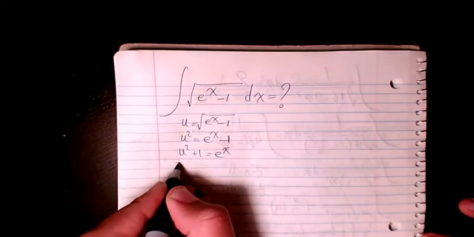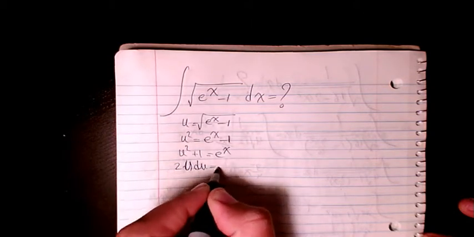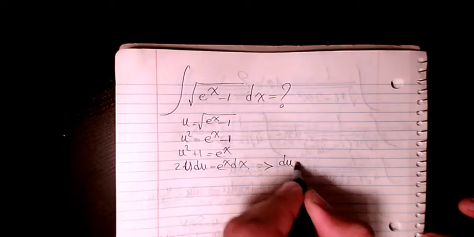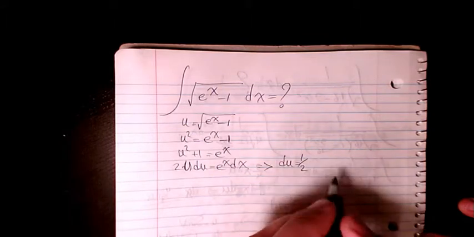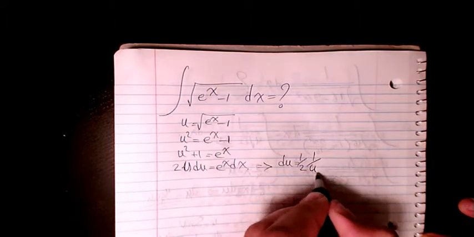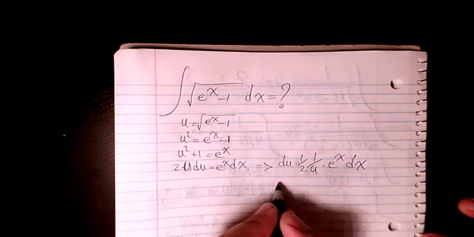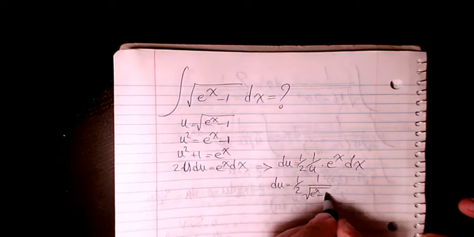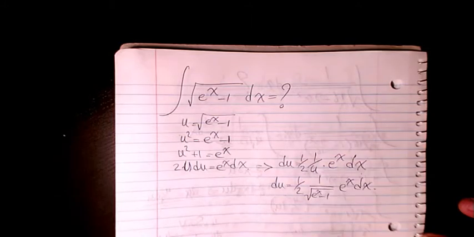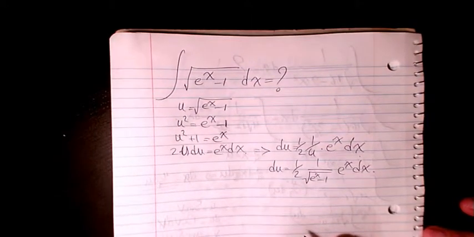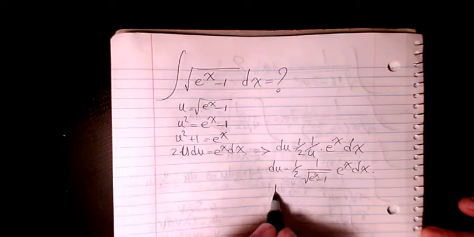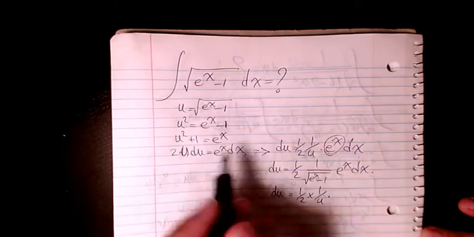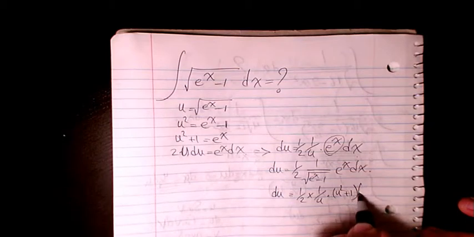So 2u du is going to be e to the power of x dx, or I can say du equals 1 over 2 times 1 over u e to the power of x dx, or du equals 1 over 2 times 1 over square root of e to the power of x minus 1 times e to the power of x dx. Or I can say du equals 1 over 2 times 1 over u, and e to the power of x is u squared plus 1 dx.